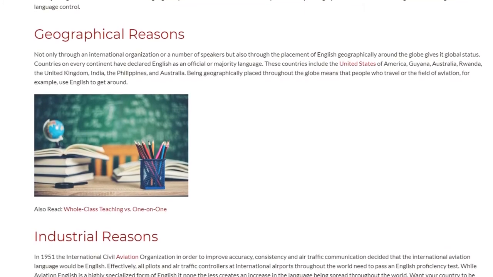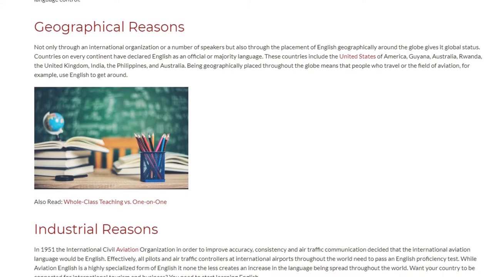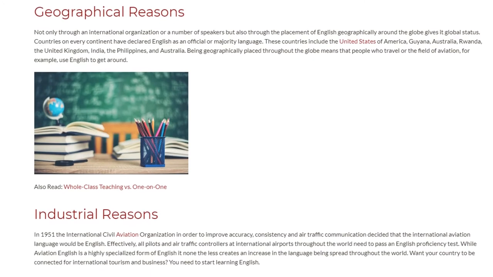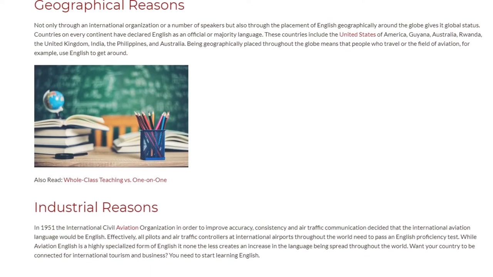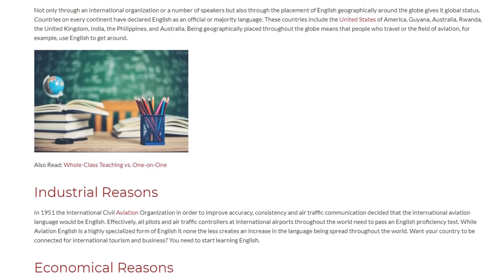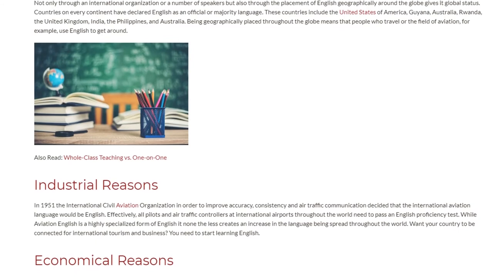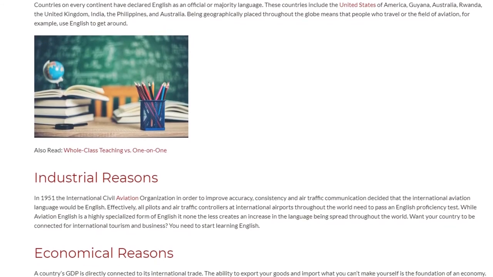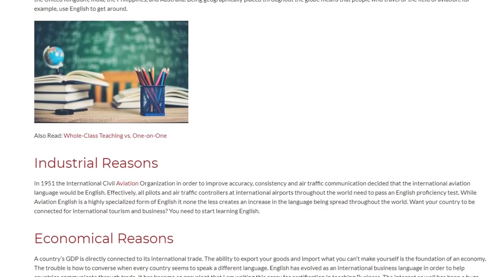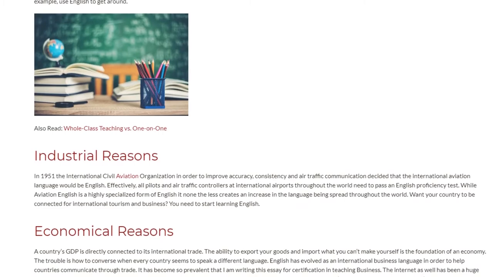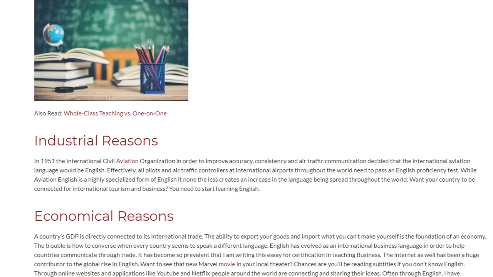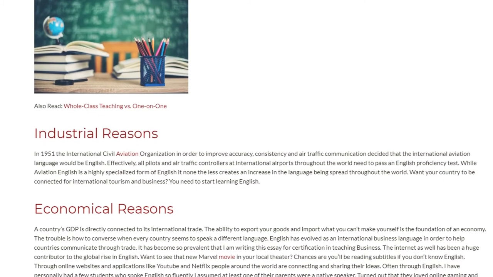Industrial reasons. In 1951, the International Civil Aviation Organization, in order to improve accuracy, consistency, and air traffic communication, decided that the international aviation language would be English. Effectively, all pilots and air traffic controllers at international airports throughout the world need to pass an English proficiency test. While aviation English is a highly specialized form of English, it nonetheless creates an increase in the language being spread throughout the world. Want your country to be connected for international tourism and business? You need to start learning English.